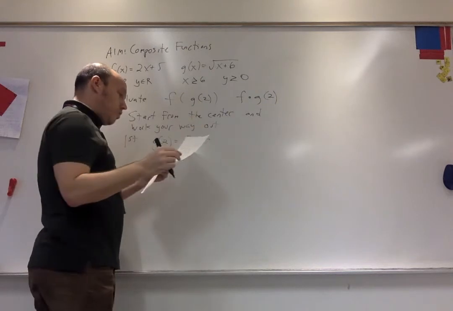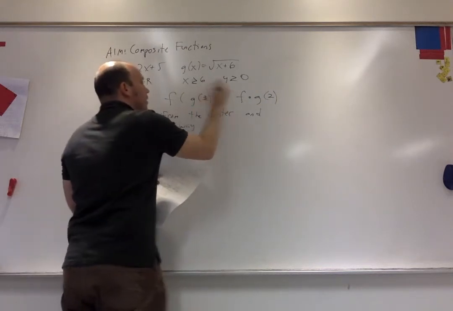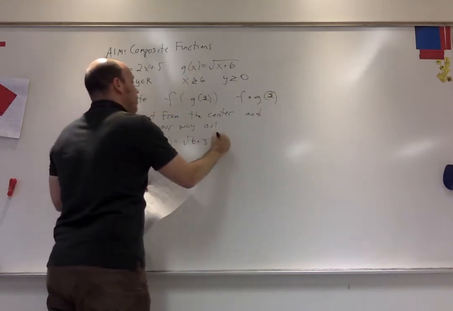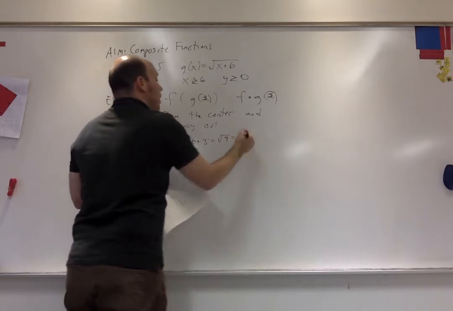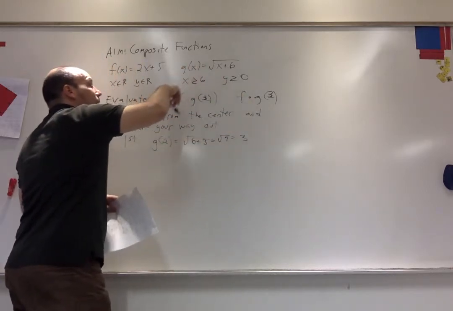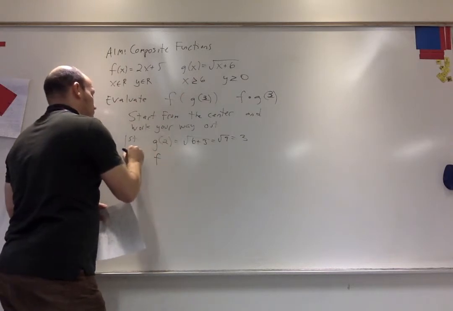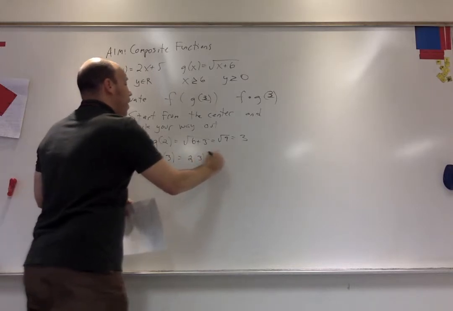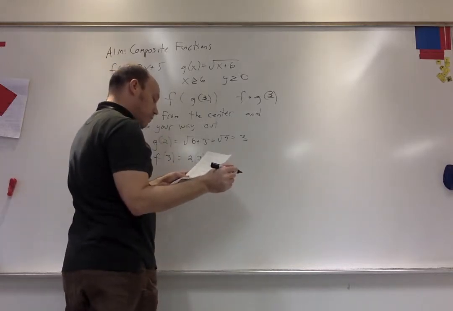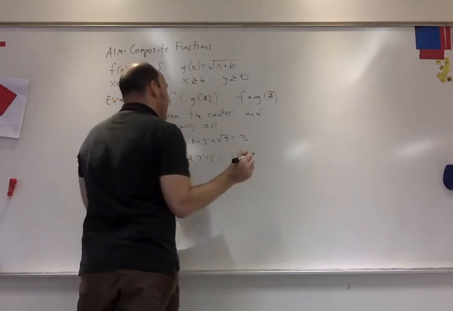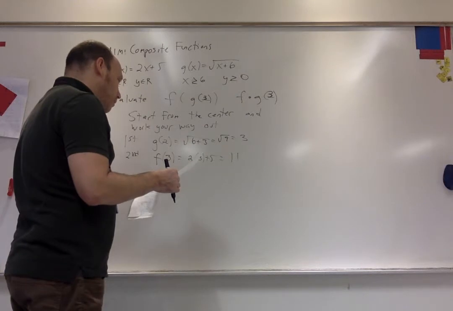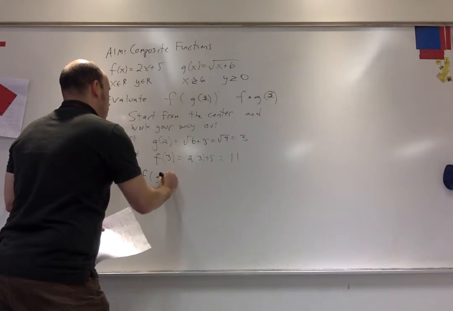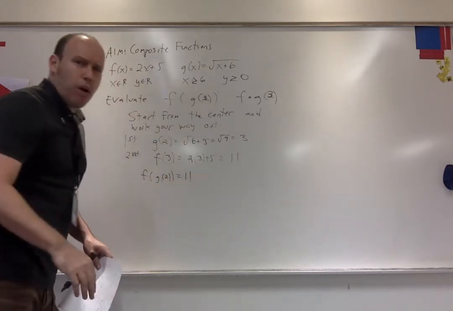Oh, g of 2? g of 3. Let me change to 3. g of 3. And so we got the square root of 6 plus 3, and that was radical 9, which was 3. And then you took the 3 and stuck it in the x. So it was 2 times 3 plus 5, and you got 11. And so you say, okay, f of g of 3 equals 11.